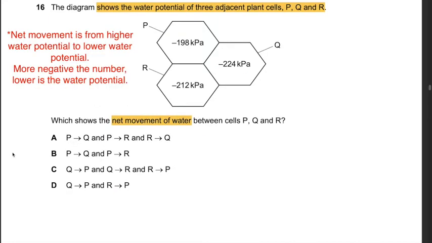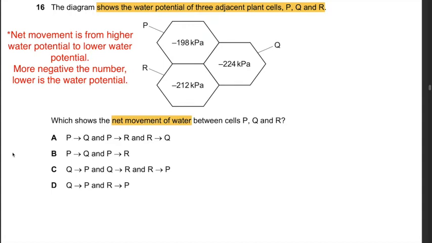Question 16. The diagram shows the water potential of three adjacent plant cells P, Q and R, which shows the net movement of water between cells P, Q and R. P represents minus 198 kilopascals, Q represents minus 224 kilopascals, R represents minus 212 kilopascals. Now, out of all these three, which one has the highest water potential? In order to find that, you should check which one has the lowest negative number. Lower the negative number, higher the water potential. Hence, P has the highest water potential.